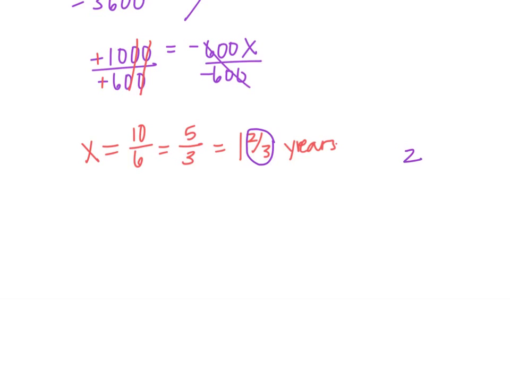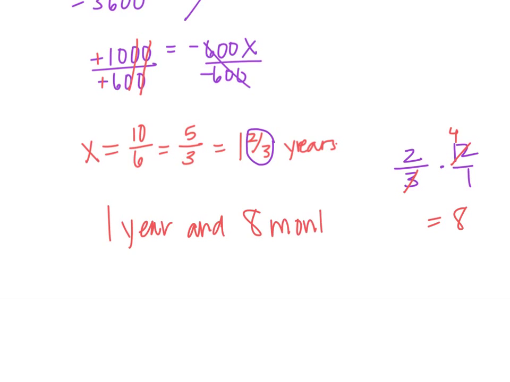So to figure out how many months 2/3 of a year is, all you do is take 2/3 and multiply it by 12 over 1. And if you do that quick math, you're going to get 8. So that means it's 1 year and 8 months. That's when the Blue Book value will be $2,600.